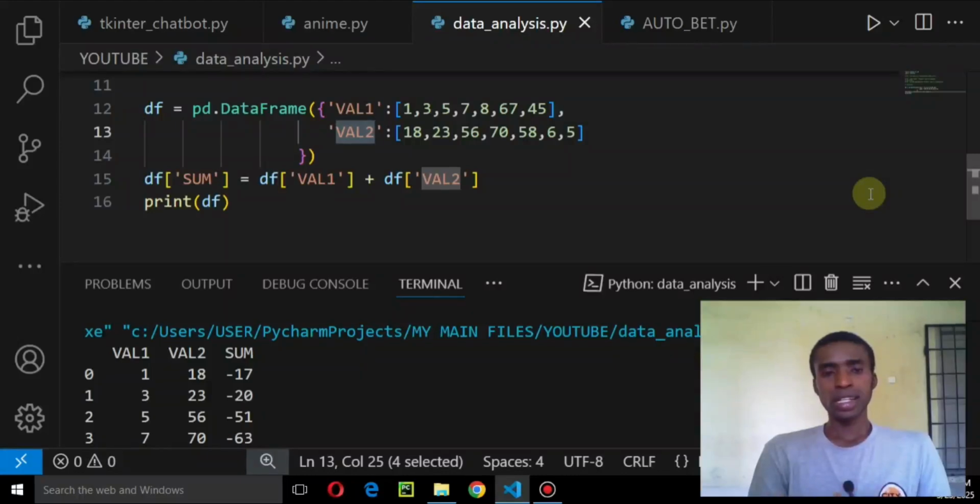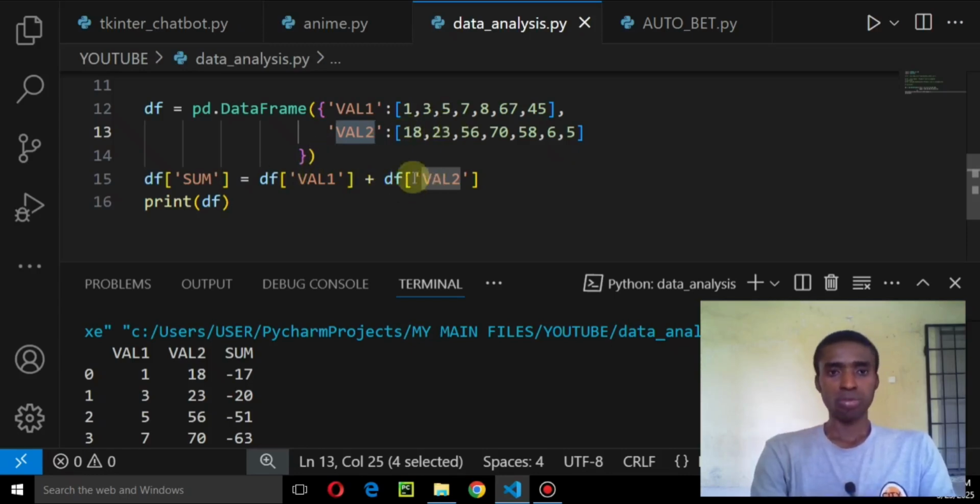In this video, we are going to learn how to get the mean. In the previous video, we learned how to perform some mathematical operation in our Pandas DataFrame. When we want the mean of two columns, we do both of them together, like saying 1 plus 18 divided by 2.